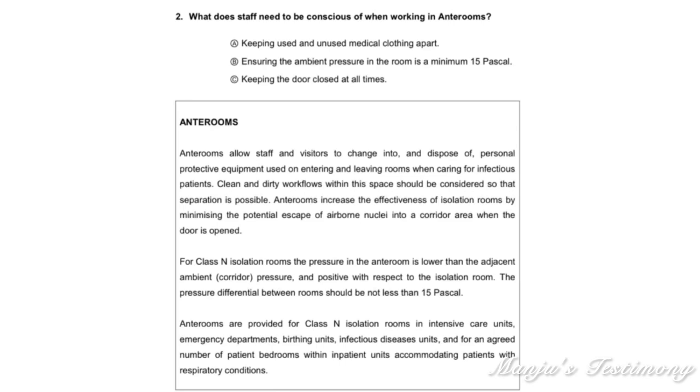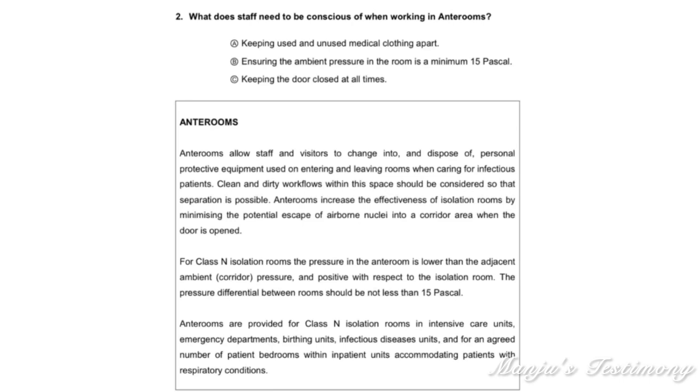So this is exactly keeping used and unused medical clothing apart, but don't expect the text will repeat the same sentences as in the option. So it is always seen as rephrased. We have to understand the meaning of the rephrased sentences in the text to understand that this is the same thing they are mentioning in the option. So this is the task in option B. They won't give you exactly the same sentence as it is in the text.